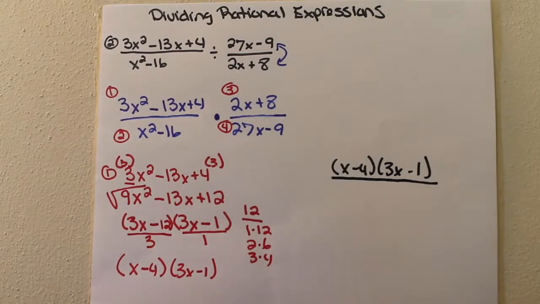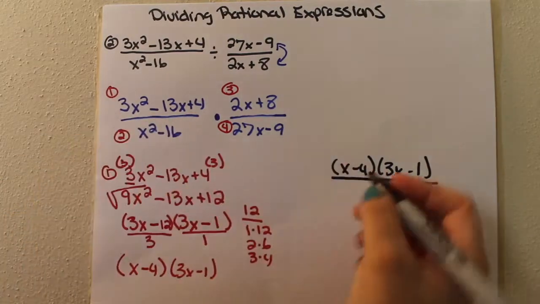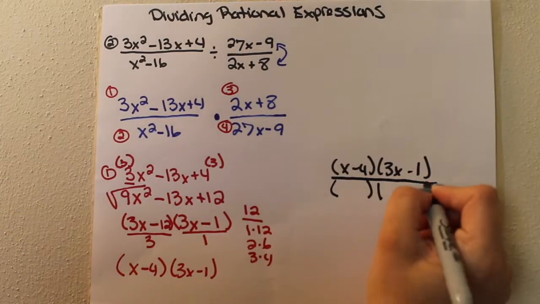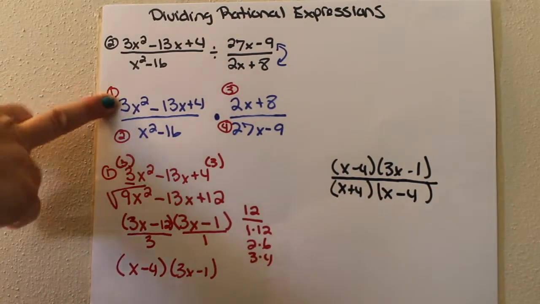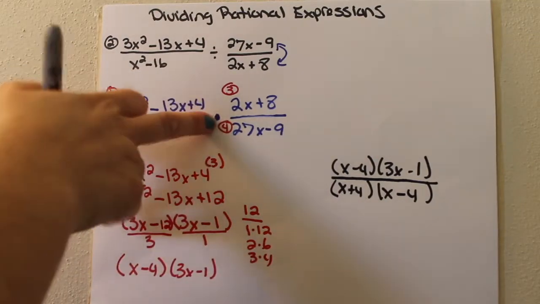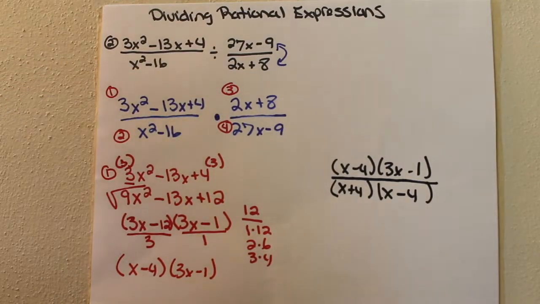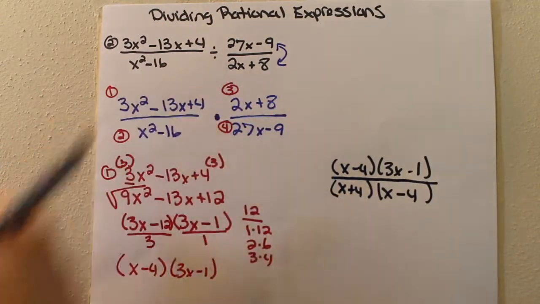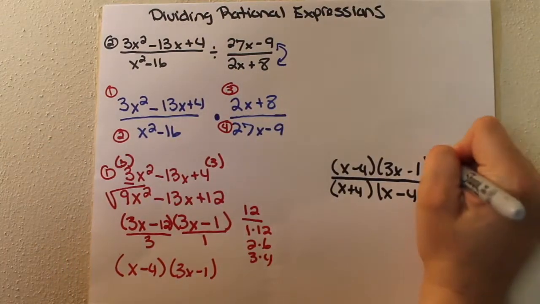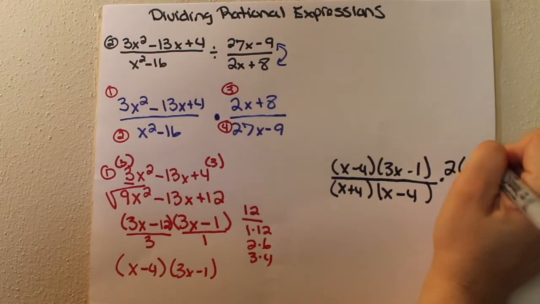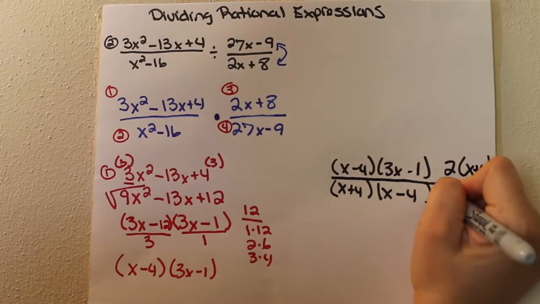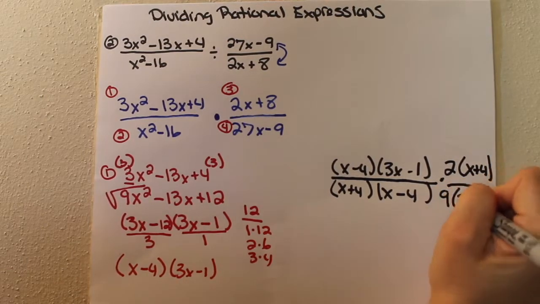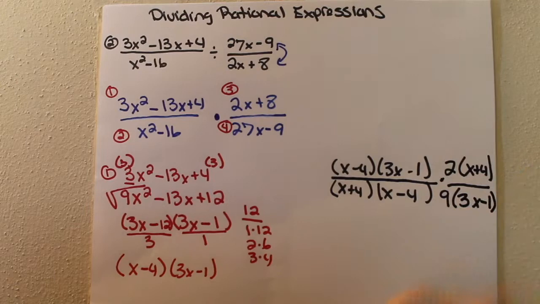Number 2, and I'm going to go straight to the answer, is the difference of squares. So I'm going to get here x plus 4 and x minus 4. So here I have factored the numerator and I have factored the denominator. I still have this one over here that I need to worry about. These are pretty simple. In the top I have a common factor of 2. So when I take out that 2, I'm left with x plus 4. In the denominator, I see that they have a common factor of 9. So I'm left with 3x minus 1.